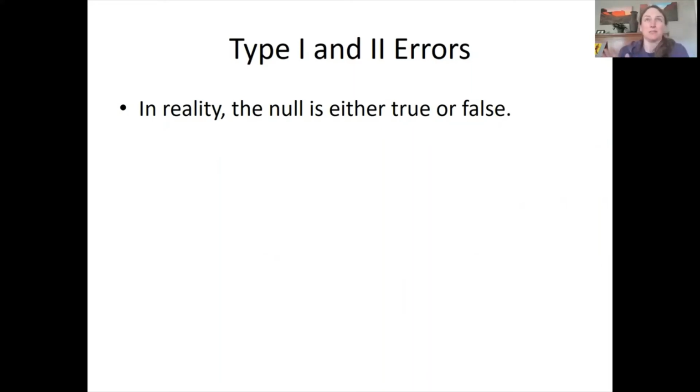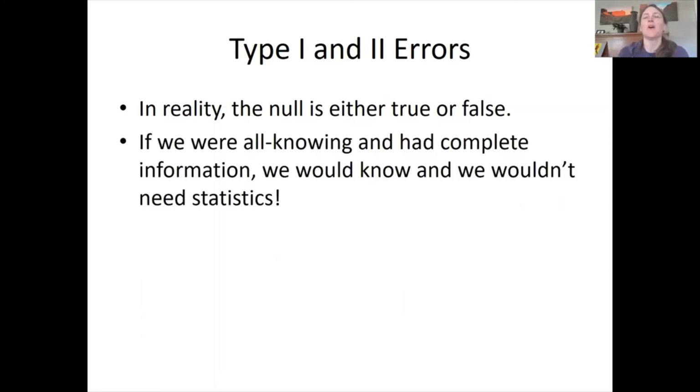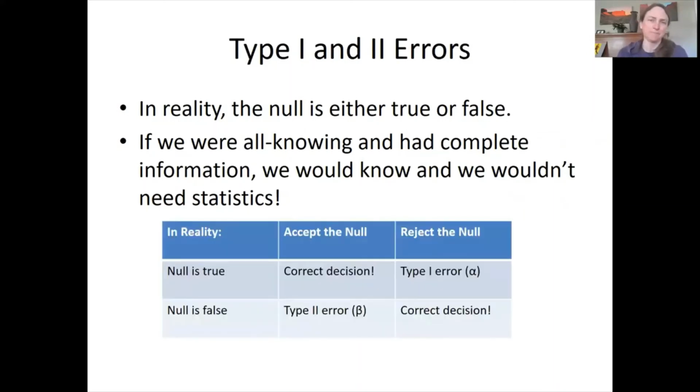So there's reality, there's truth out there. Now our job is to find it, right? If we were all knowing and had complete information, we would just know whether there were more ant mounds in the field or in the forest, and we wouldn't need statistics, but we're not all knowing. So this table shows you, in reality over here, the null is either true or it's false, okay? But we don't know which it is.